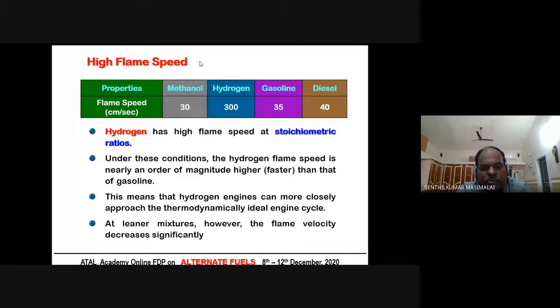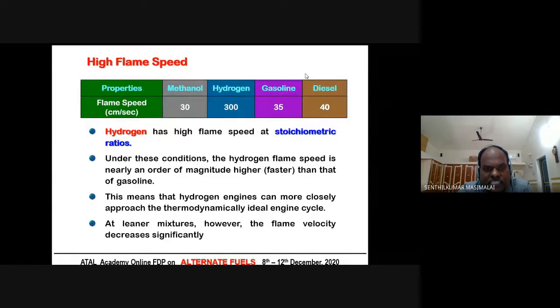Combustion duration. In any engine, if you reduce the combustion duration, then you will have an improvement in thermal efficiency. So this is the basic idea. With the help of hydrogen, you can achieve a reduction in combustion duration, and your thermal efficiency can be higher. At the same time, this high flame speed is dangerous.